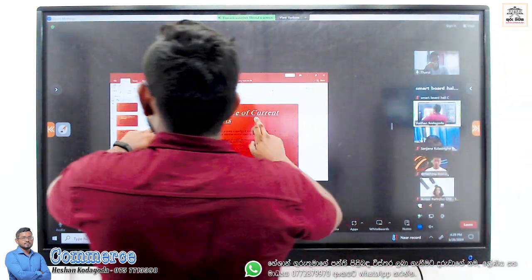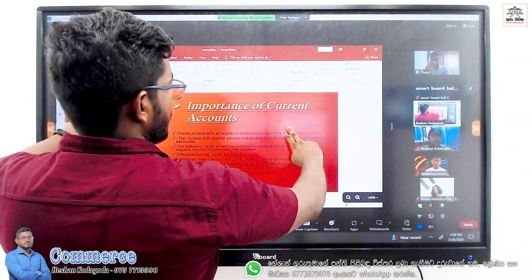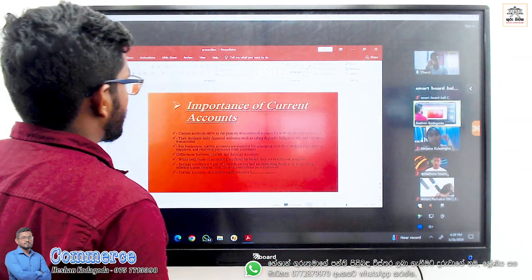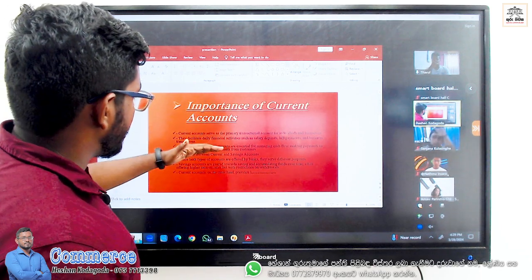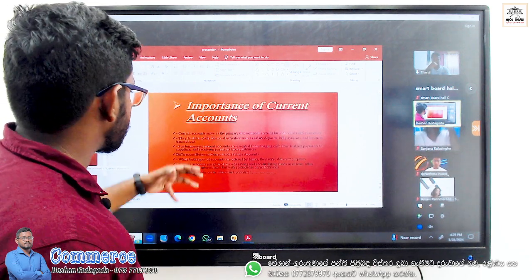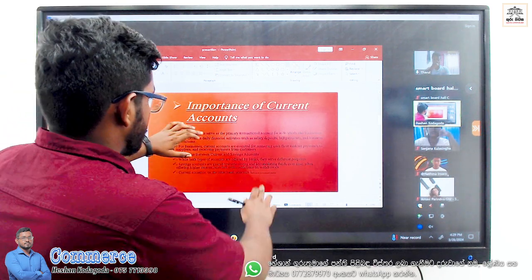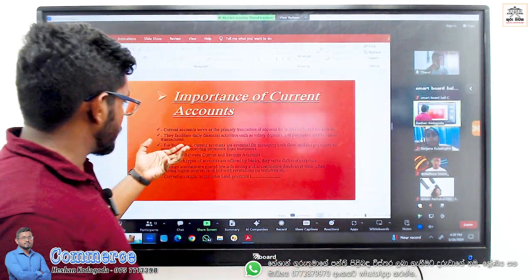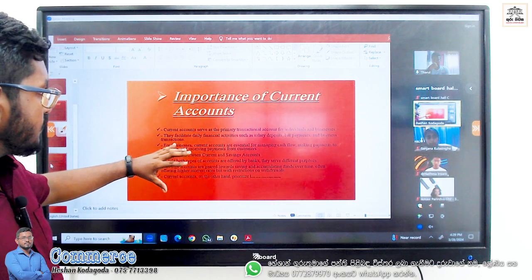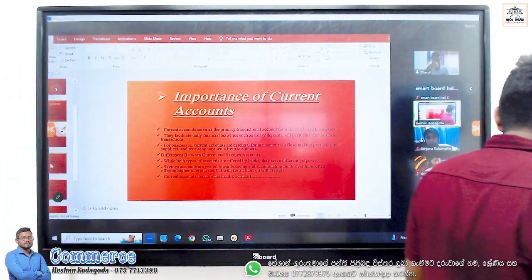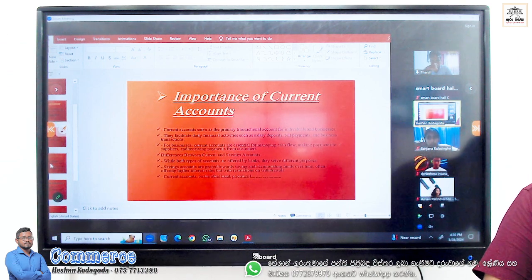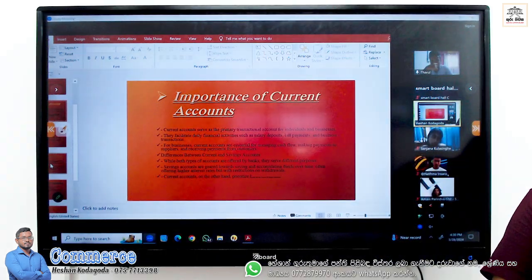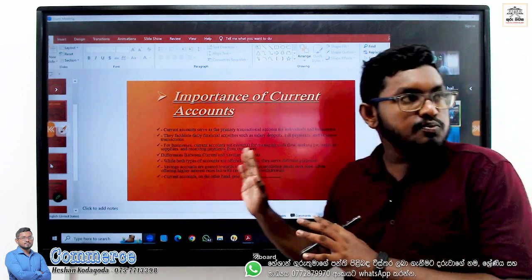Right. So in here you can see the importance of current accounts. So what is the importance of current accounts? A primary transaction account for individuals and businessmen. You can see different things in here; under importance you have also included the differences. Better you could discuss the differences separately, without mixing them in here. Is it clear, you guys? But this part is okay, right?